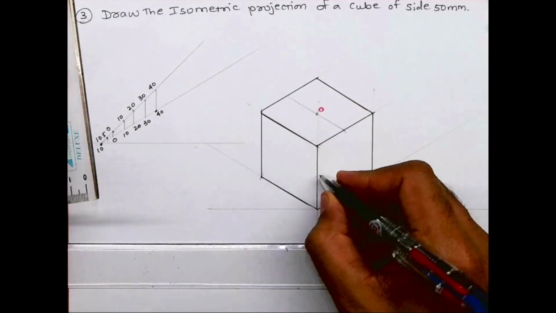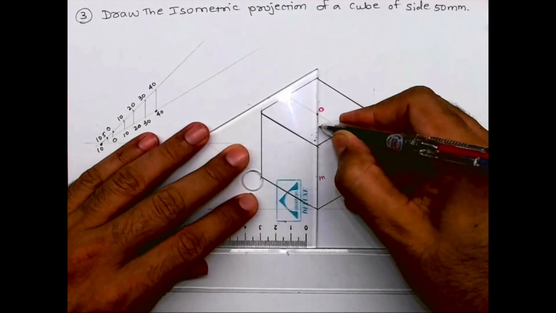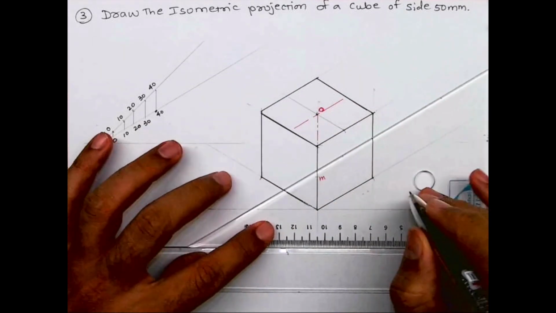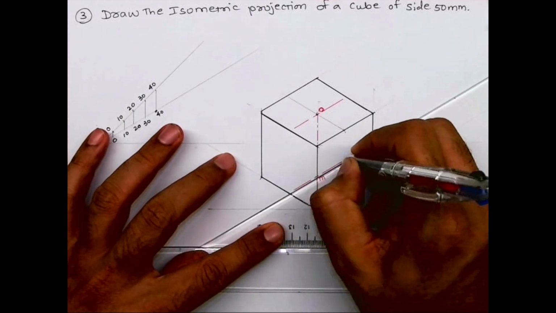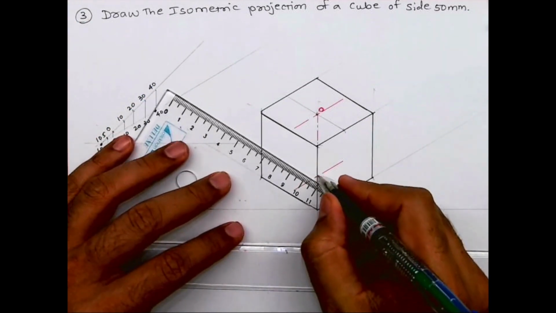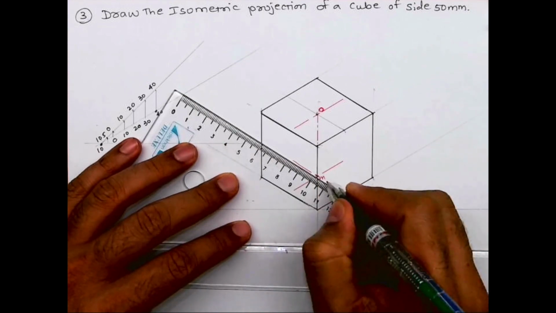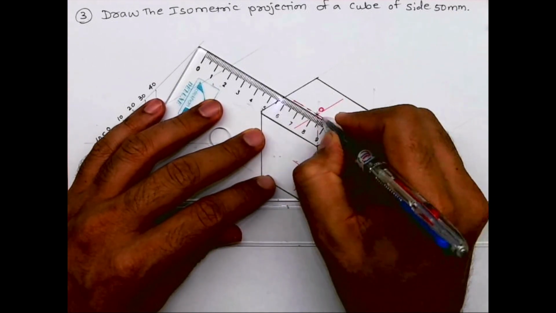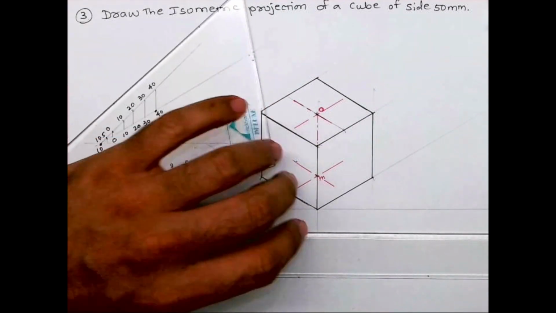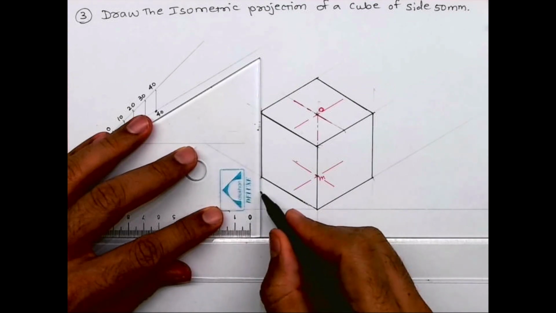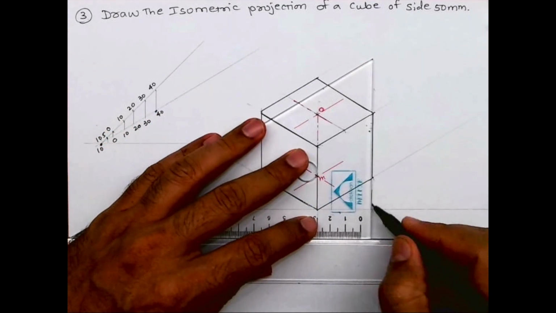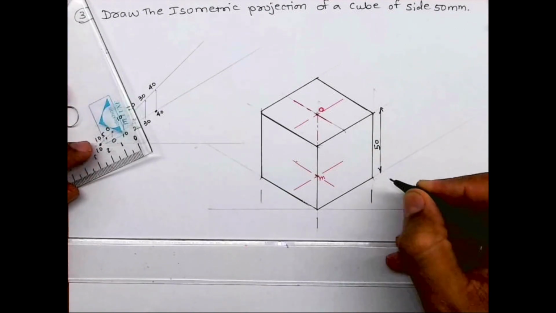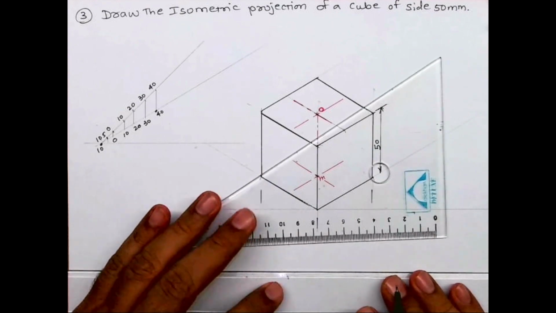So this is O, this is M, and this is X. So we are done with this sum. We can do dimensioning and the direction of viewing, and we have to write isometric projection. Remember, this 50 that I am marking is not the original, it is the isometric length. We are drawing an isometric projection.